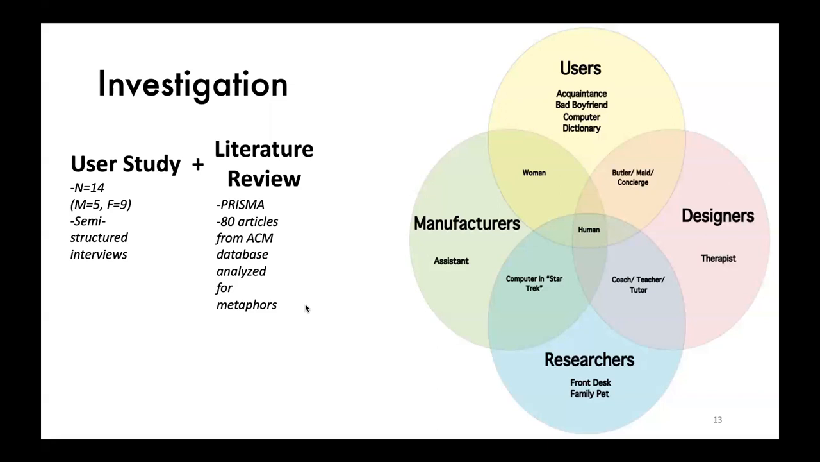For example, designers provided metaphors like therapist or a coach or a teacher or a tutor to the participants, whereas researchers were also, like me, trying to uncover metaphors. So they would provide metaphors like a front desk or a family pet. Manufacturers use the assistant metaphors mainly. That makes sense. Google is an assistant. It's called Google Assistant. Alexa is also marketed as an assistant. And users made up their own metaphors based on the task that they were performing. So they would use metaphors like acquaintance, bad boyfriend, computer, or even a dictionary.